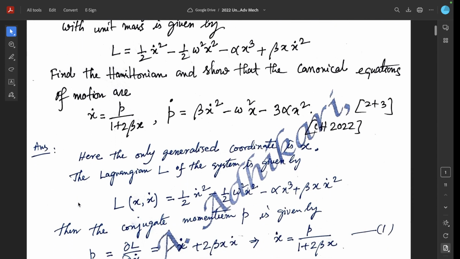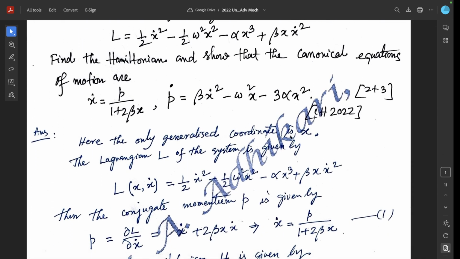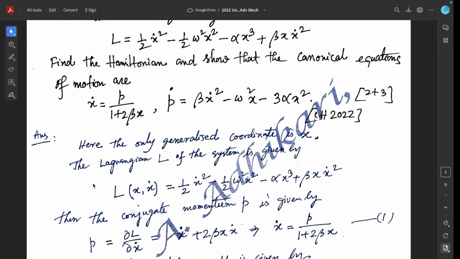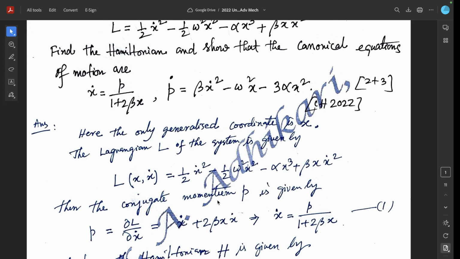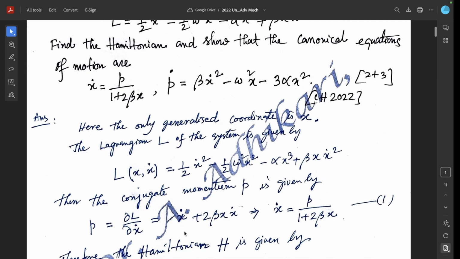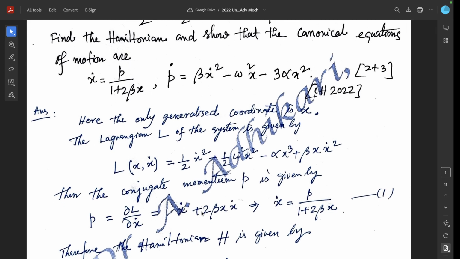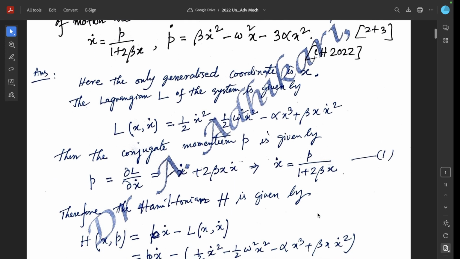Here, the only generalized coordinate is x. The Lagrangian L of the system is given by L(x, x dot) equal to half x dot square minus half omega square x square minus alpha x cube plus beta x dot square. The conjugate momentum P corresponding to x is given by P equal to del L by del x dot. So this is equal to x dot plus 2 beta x dot, and hence x dot equal to P by 1 plus 2 beta.